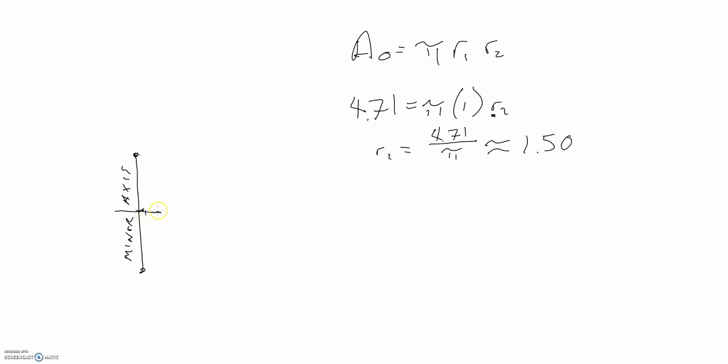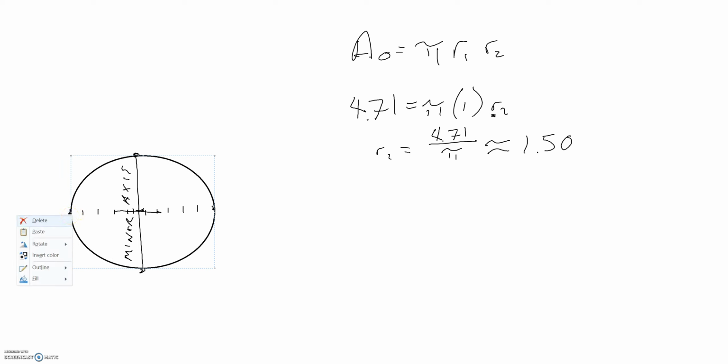So we're going to count out. There's 1, 2, 3, 4, 5, 6 grids, and 1, 2, 3, 4, 5, 6 grids over here. And we make our ellipse. That's going to line up with those 2 points. And should look something kind of like that. There we go. Perfect.